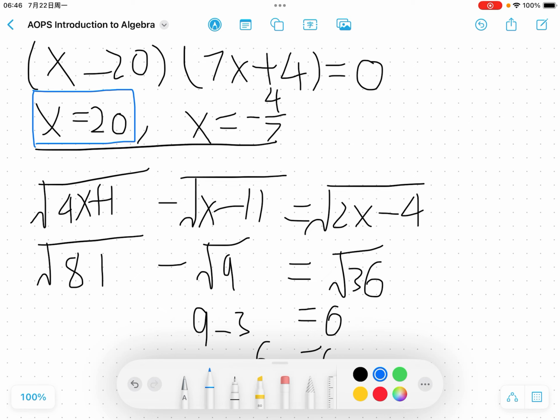This question involves squaring and also checking for extra solutions. And it also involves the understanding of the concept of square roots.